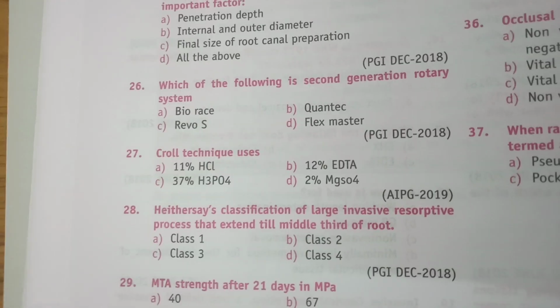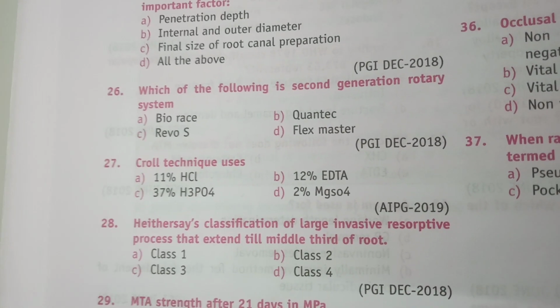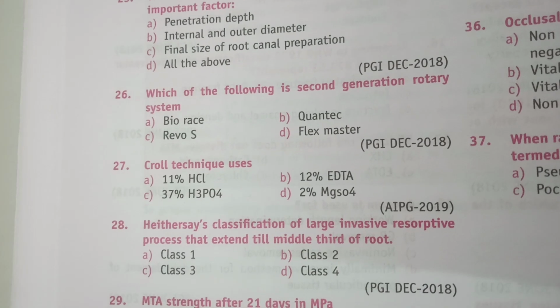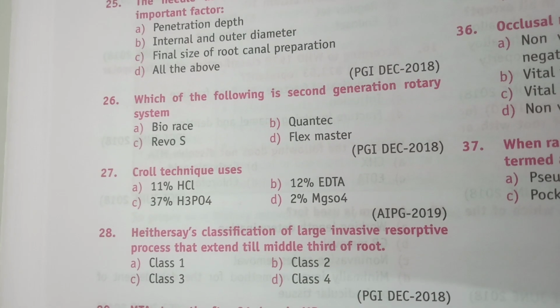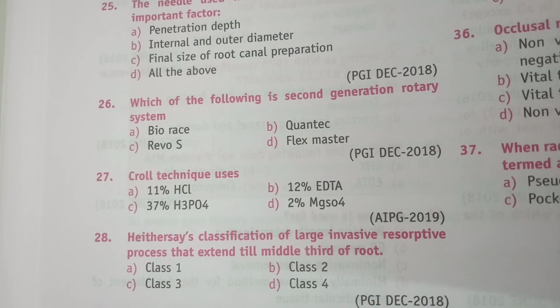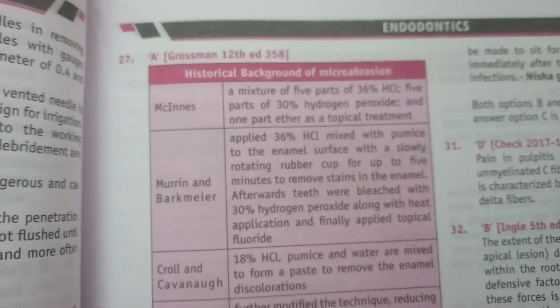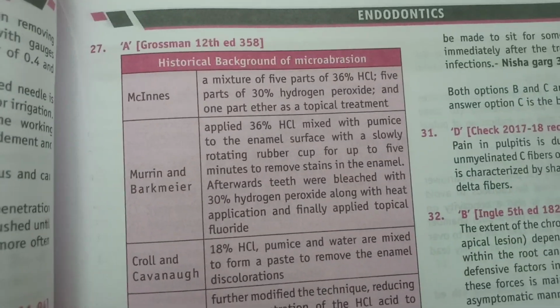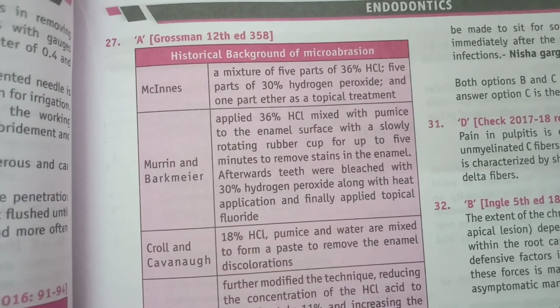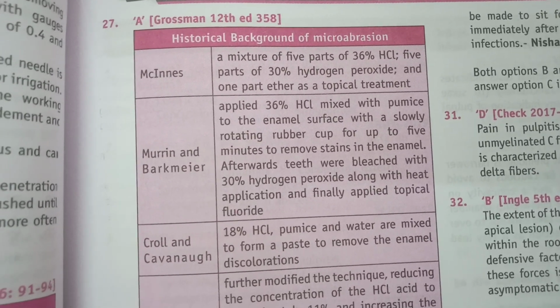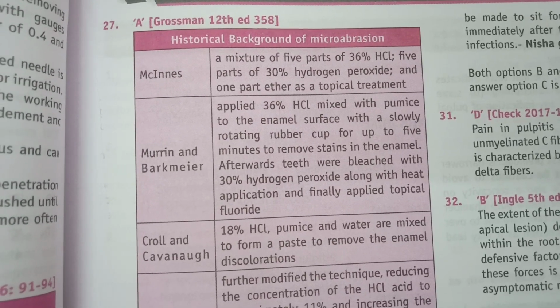Next question: Kroll technique used 11% HCl, 12% EDTA, 37% H3PO4, 2% MgSO4. The answer is A, that is 11% HCl. So we'll go to the explanation part. The Kroll technique is a microabrasion technique. So we'll go through some historical background.